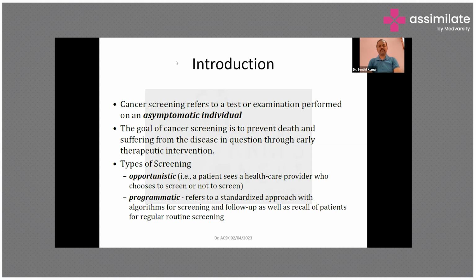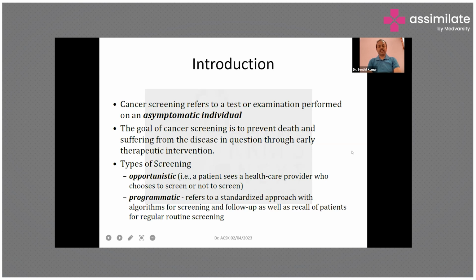It is not going to be talking about, for example, breast cancer screening in a patient who comes in with a breast lump. No, that is not screening. Screening has to be done on a person who doesn't have any symptoms at all. So that is where we are going to do the cancer screening.